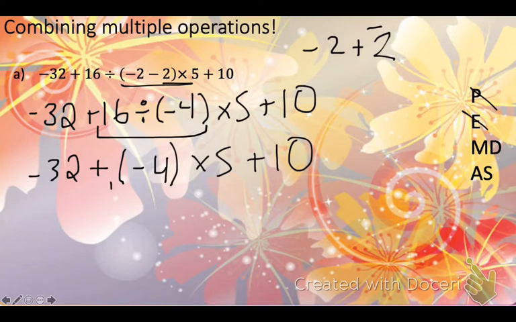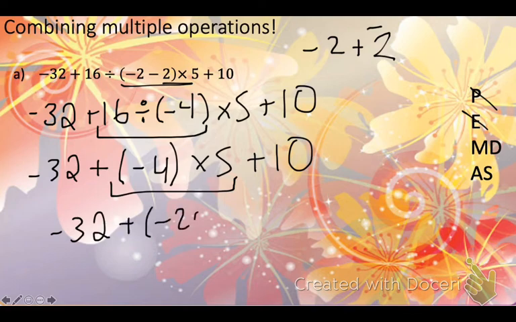Then I'm going to multiply. Negative 32 plus negative 4 times 5 is negative 20 plus 10. So multiplication and division are gone. Then I'm going to add and subtract from left to right. Luckily this is all adding, so I'm going to start with the first here.